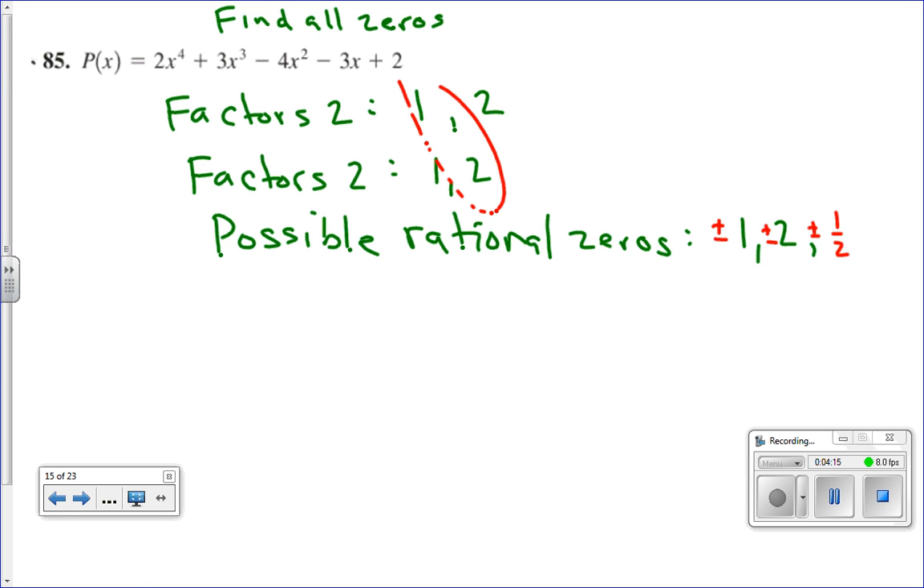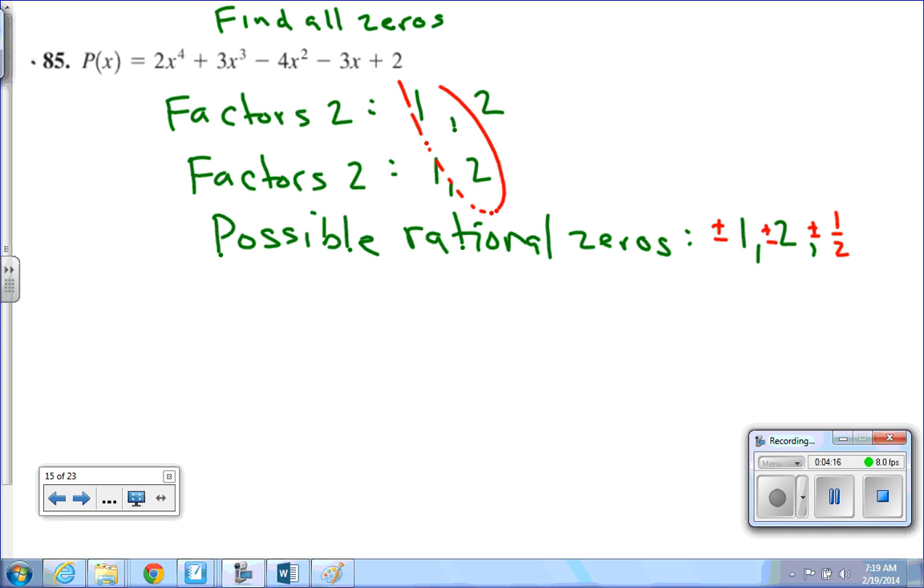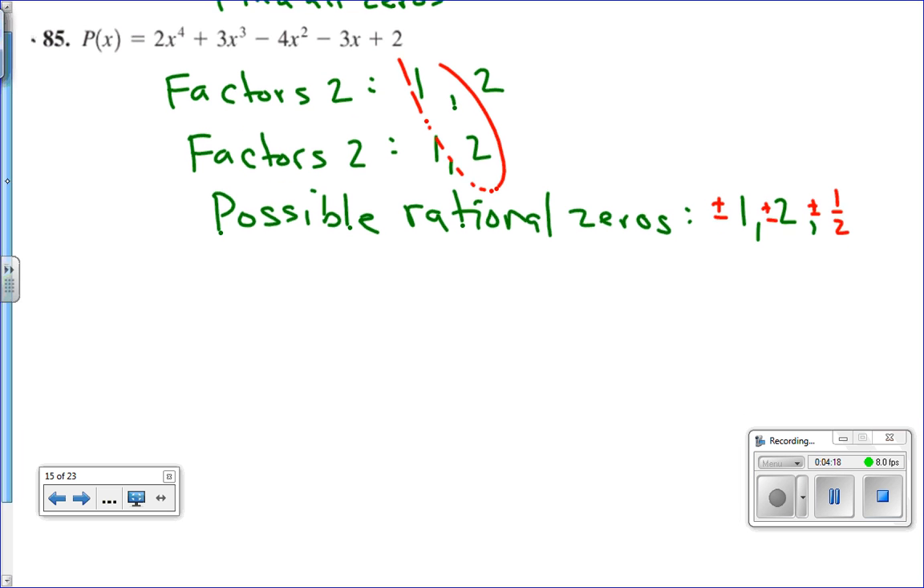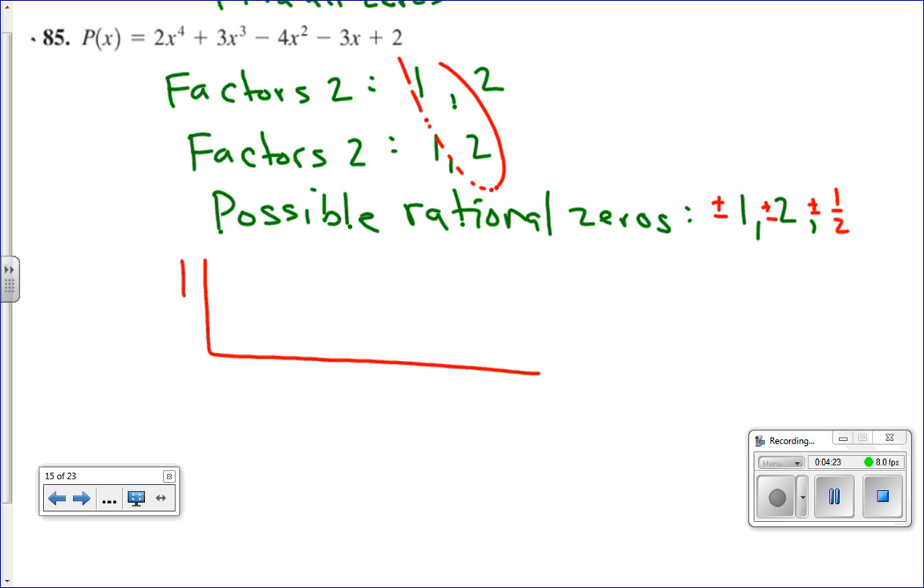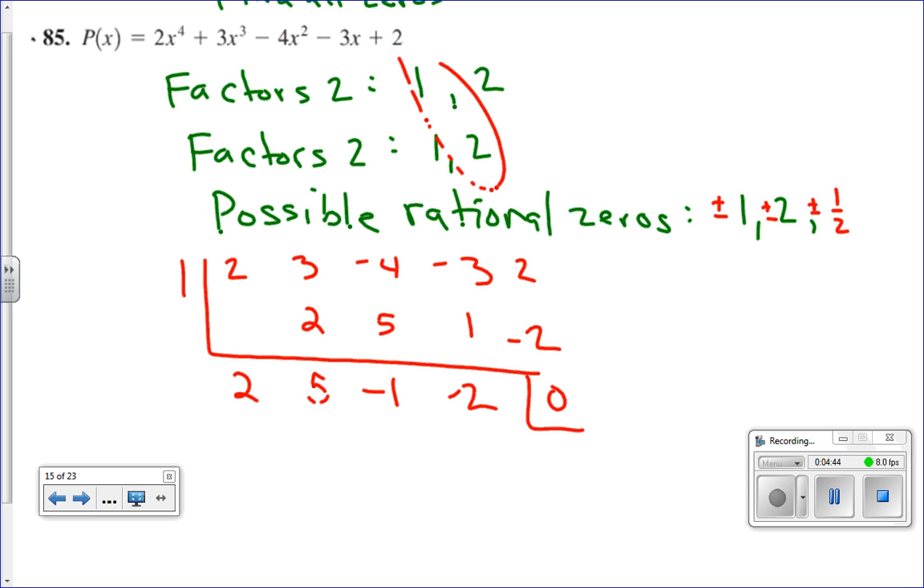We're going to start with synthetic division. Okay, so we might start with an easy number. Let's start with just the 1. Let's check and see if 1 is a root. We're going to use synthetic division, and we're going to do this and look for a remainder of 0. All right, bring it down to 2. Let's see, 5, 1, -2. And with the remainder of 0, I now know that 1 is a 0.